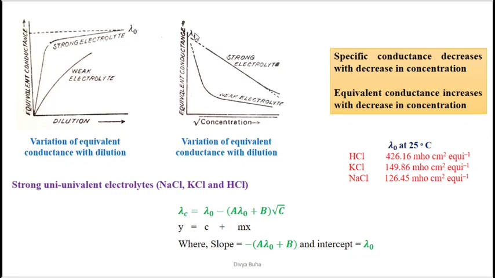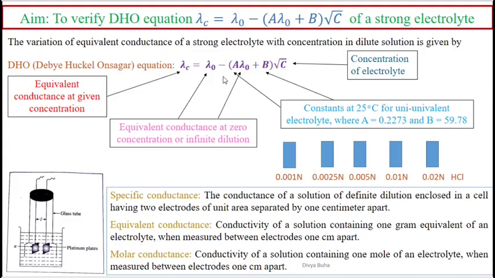So this lambda 0 in the equation is this one, right? So it is the equivalent conductance at zero concentration or infinite dilution. So when you dilute your solution infinitely, the concentration of the ions which are there would be nearer to zero. I mean, hardly there would be any ions in that, and the equivalent conductance would attain a limiting value, and that is referred to as the equivalent conductance at infinite dilution or at zero concentration, right?